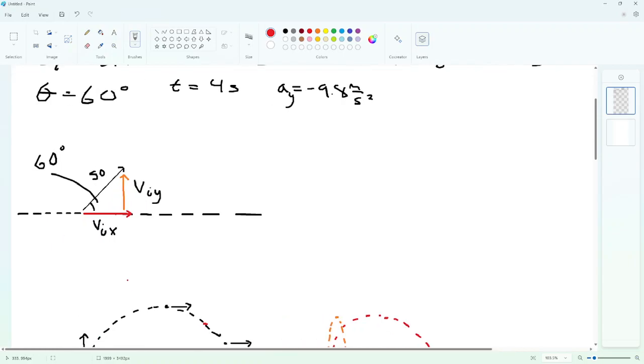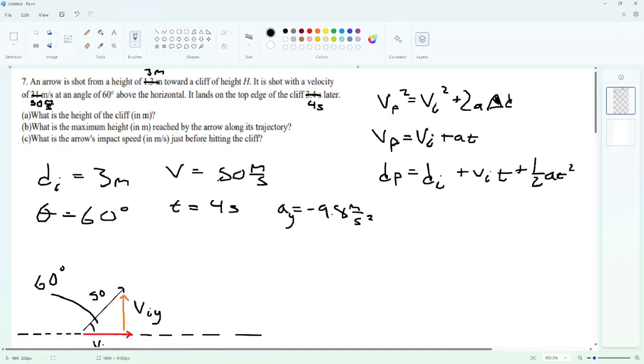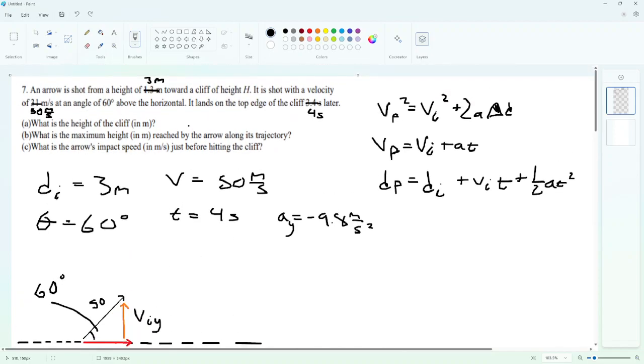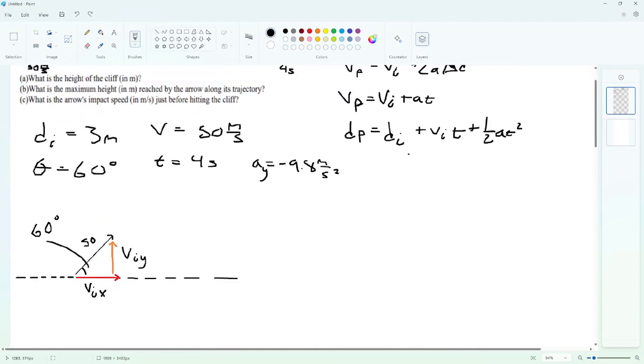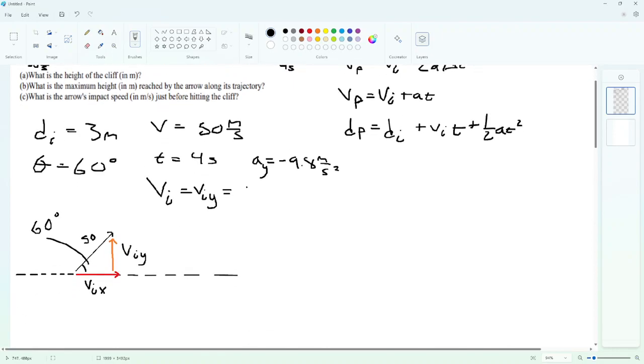So even if it was thrown vertically, they would follow the same path. So with that knowledge, we're going to use only the vertical component to determine the height. In this case, we're going to use our kinematic equations and only the vertical component. So our initial velocity will be equal to initial velocity y, which is going to be equal to 50 times sine of 60 degrees.